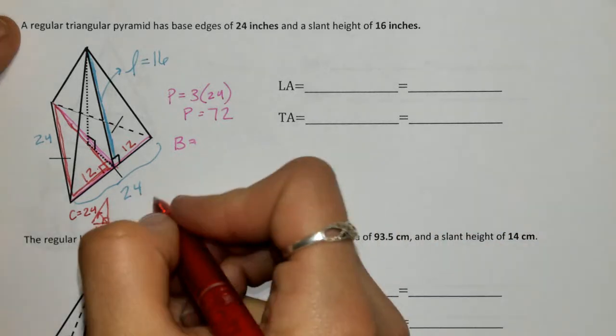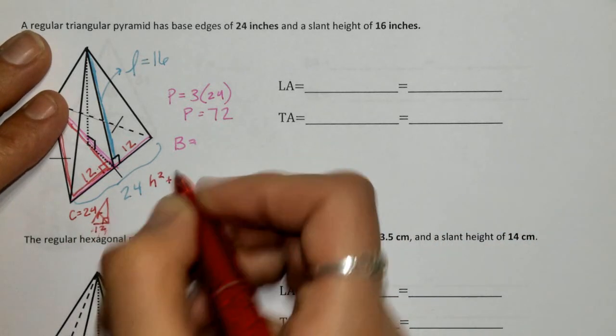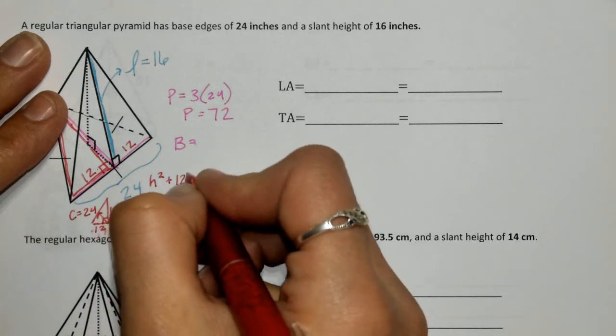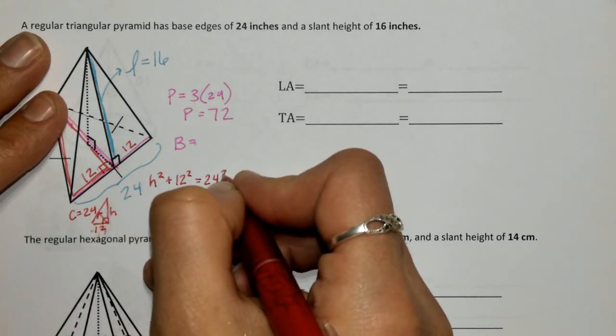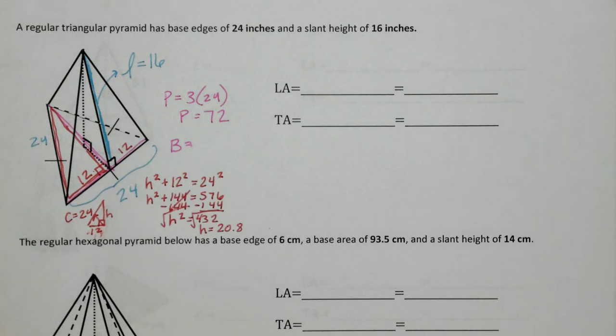So again, I'm just going to use H for height. We're going to have our height squared right here, plus 12 squared equals 24 squared. Please pause it, okay? Before that answer pops up, I want you to work it on your own. And again, done Pythagorean theorem way too many times. You may have noticed we did get a decimal. We're going to round to the nearest tenth, 20.8.